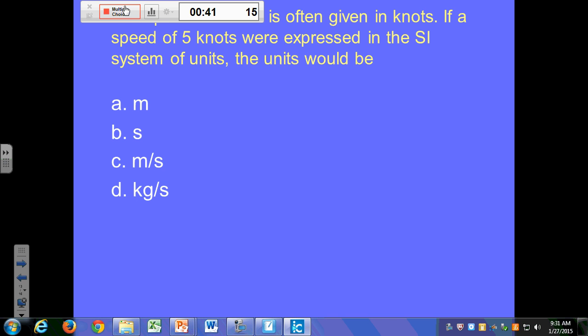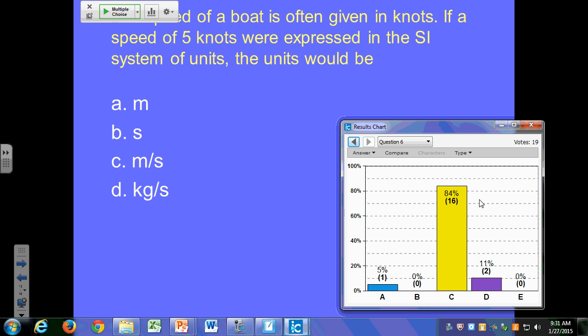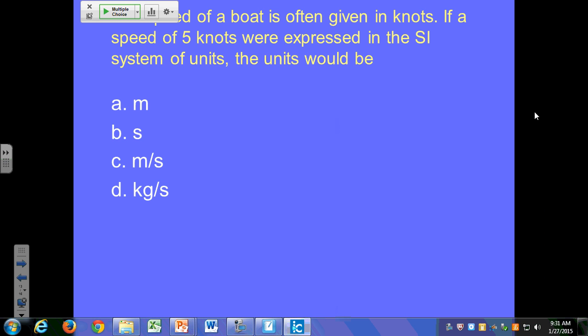To stop at 50 seconds. They're doing pretty well. Almost everybody has the right answer. Excellent. Meters per second. Distance per time. Distance is meters, time is seconds.